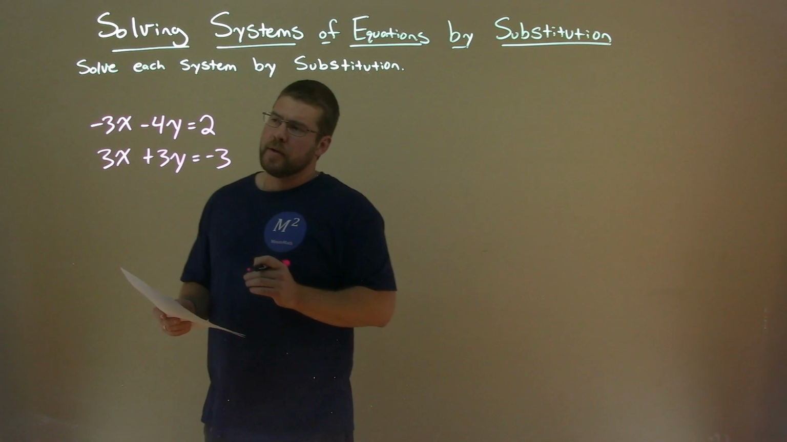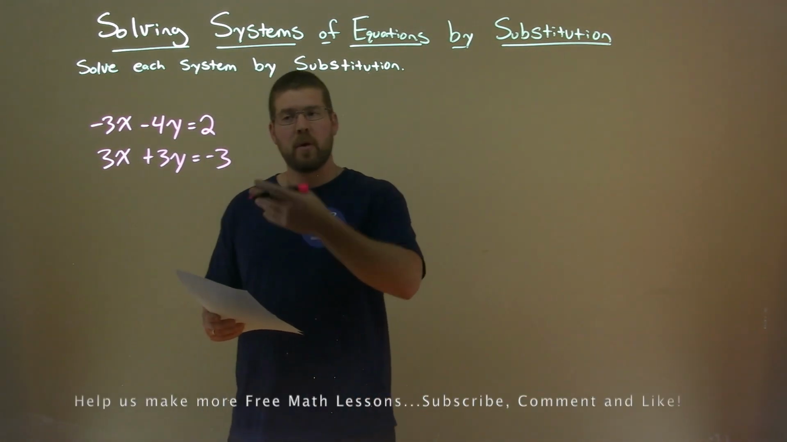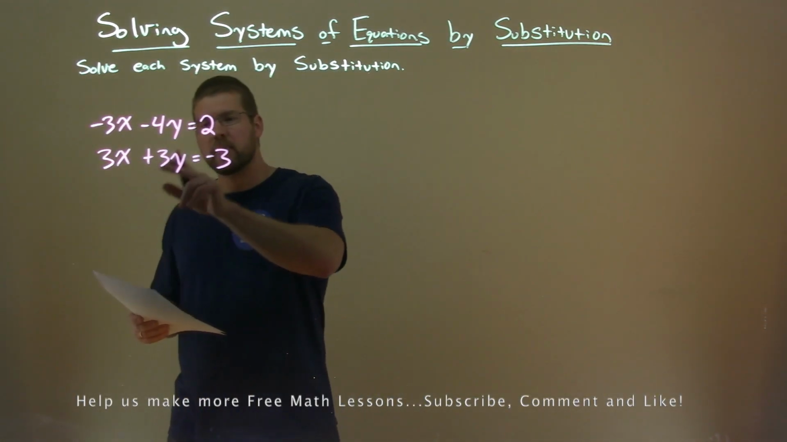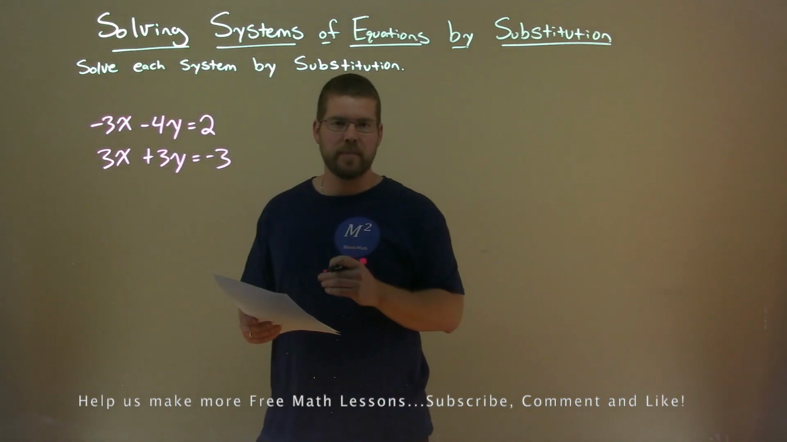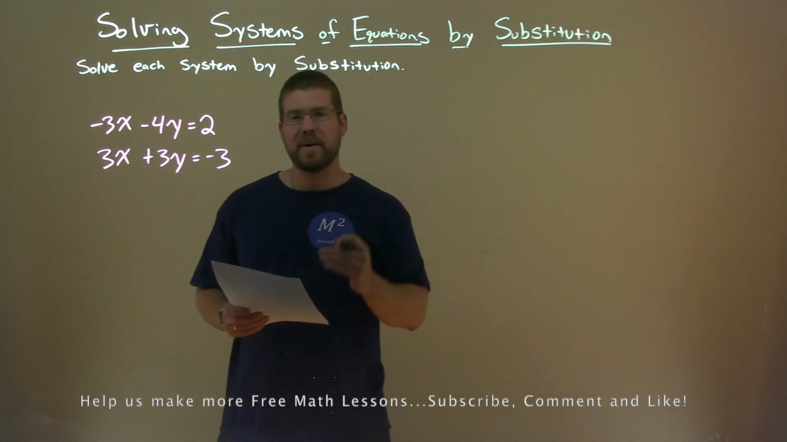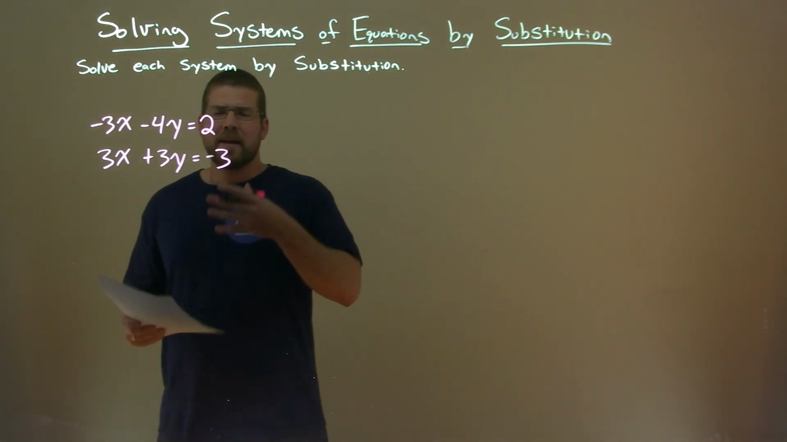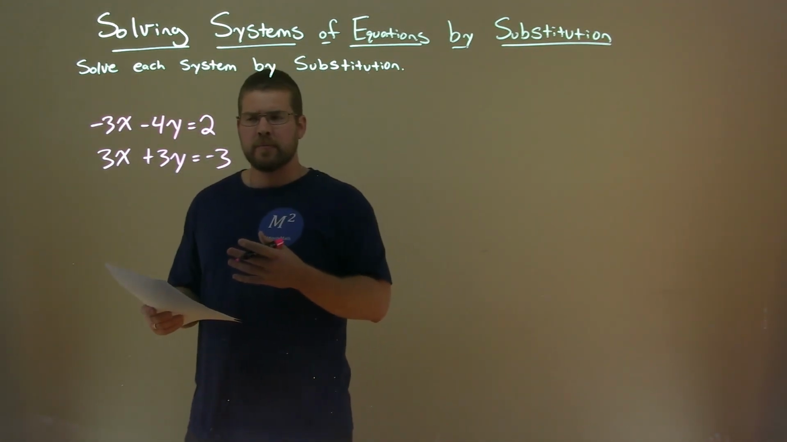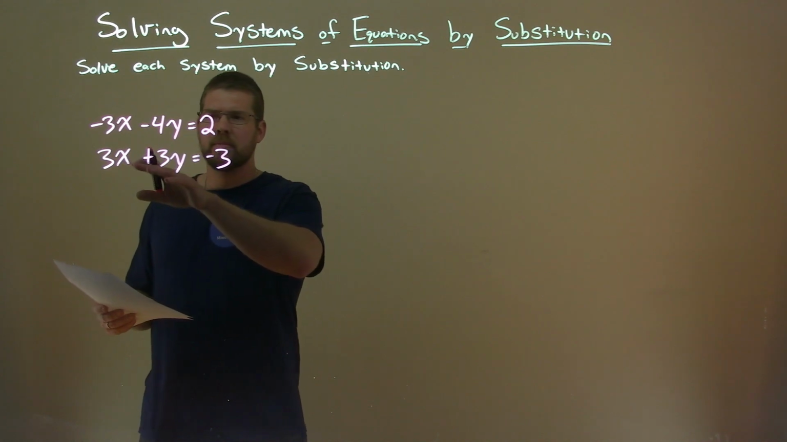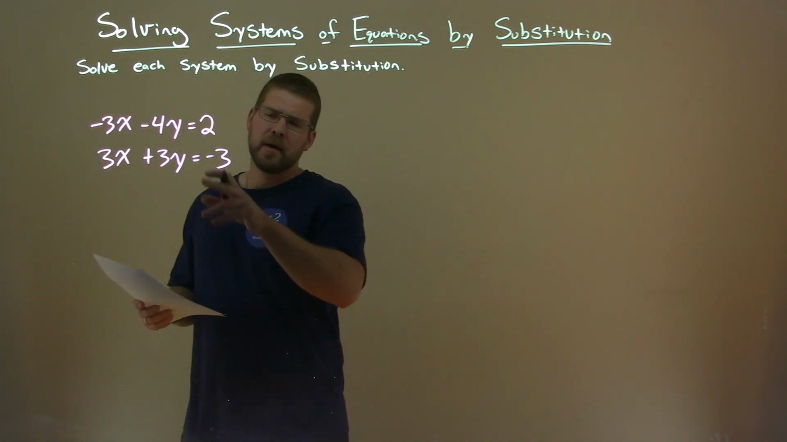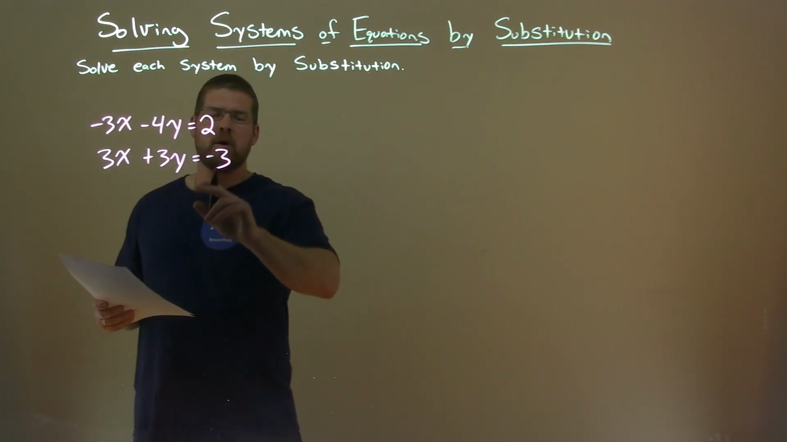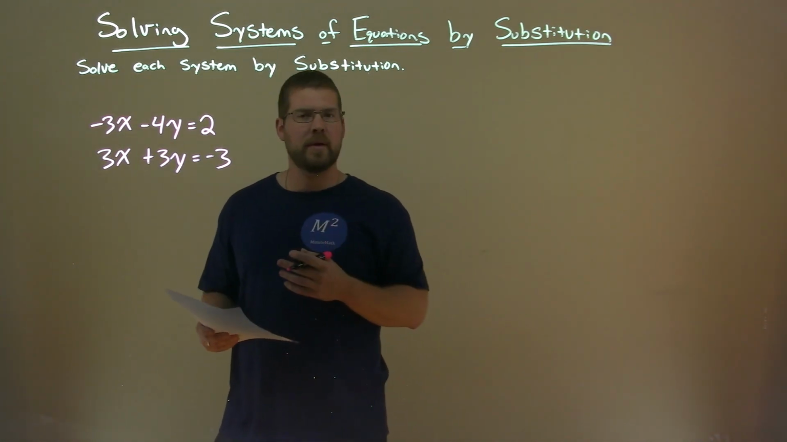We're given this problem here, minus 3x minus 4y equals 2, and 3x plus 3y equals a negative 3. And we want to solve this system by substitution. Well, my goal is to try to get a variable by itself. And nothing really jumps out right away. But the second equation has 3 going in all parts. So I think it'll be easy to get a variable by itself.